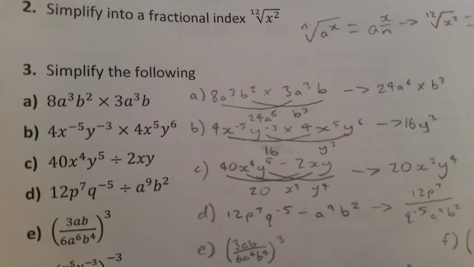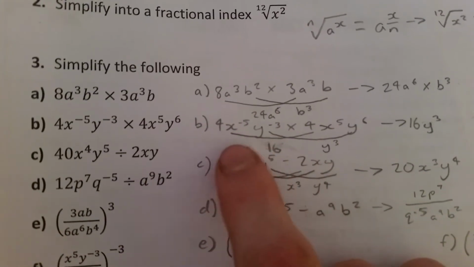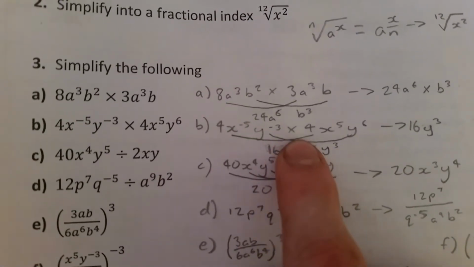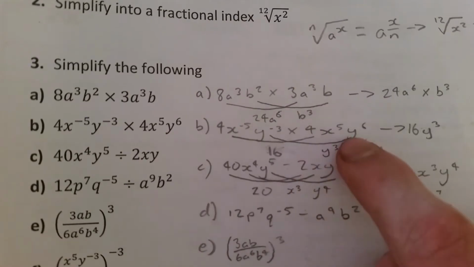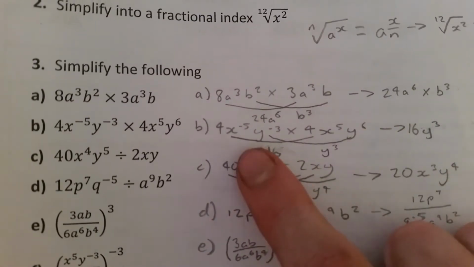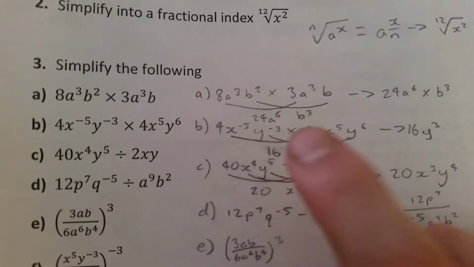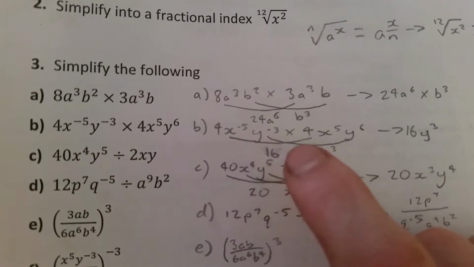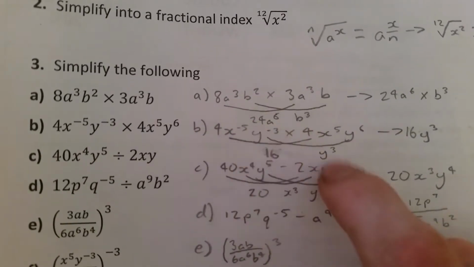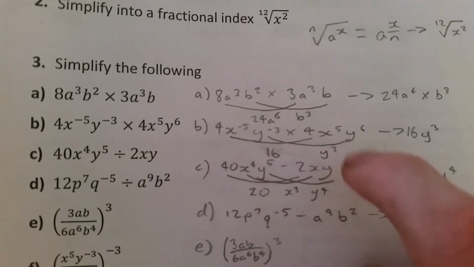For question B, it's 4. So I got the like terms again, and it is times. So 4x to the power of negative 5 times 4x to the power of 5. When you times 4 together, it becomes 16. And the reason there's no x to the power of something here is because this is x negative 5, this is x5. So when they times together, they get cancelled out.